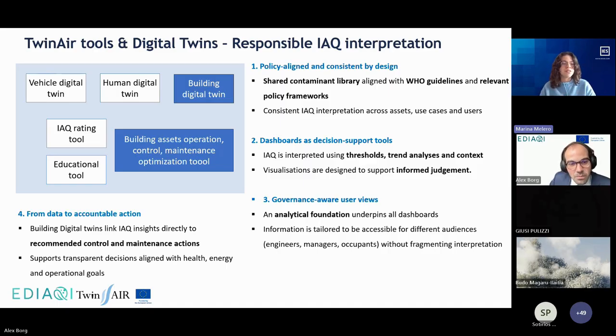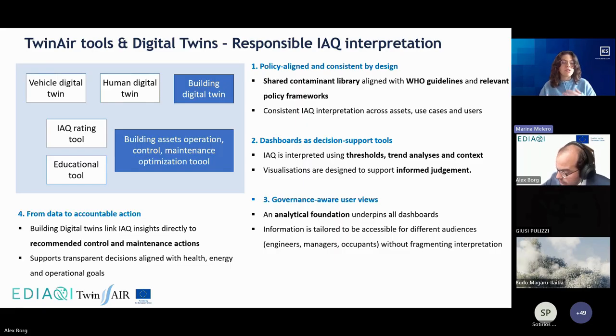So first, policy aligned and consistent by design. The indoor air quality interpretation in Twin Air is grounded in shared contaminant libraries that are aligned with World Health Organization guidance and policy frameworks. So the results are consistent across assets and users.